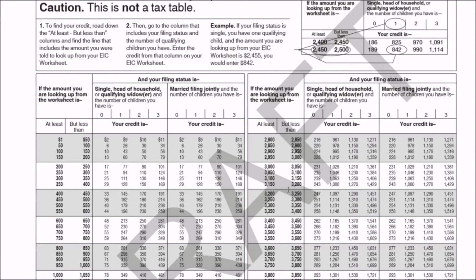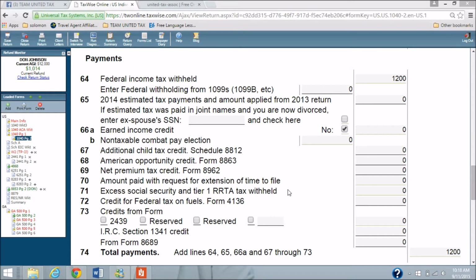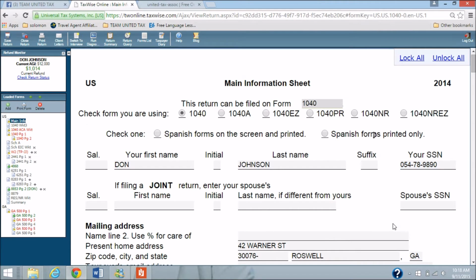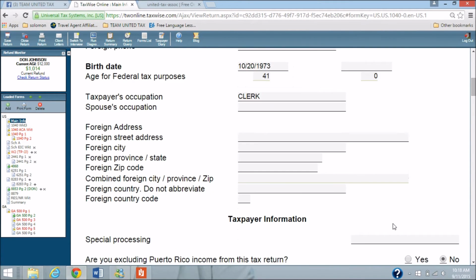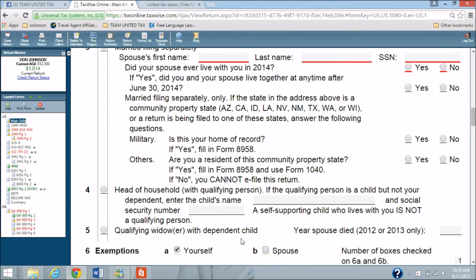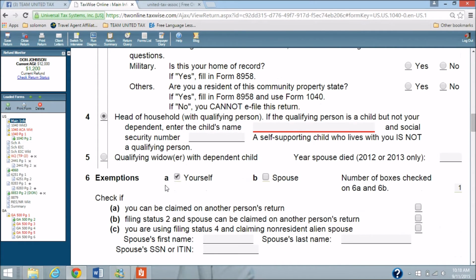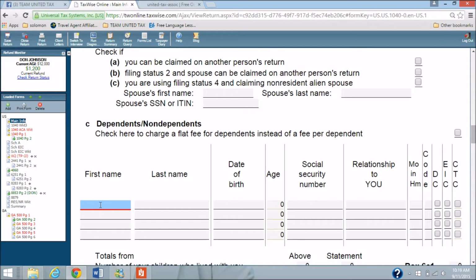So we see clients that have tax returns of $6,000, $7,000, $8,000, and I'm going to give you an example of that. I'm going to go to the main information sheet on Don Johnson's return, and I'm going to go down to the dependent field. If we have a dependent on the tax return, we have to select head of household. Now this will pop up over here. You only put the child name here if someone else is claiming them as a dependent. However, in this case, we'll be claiming them as a dependent.